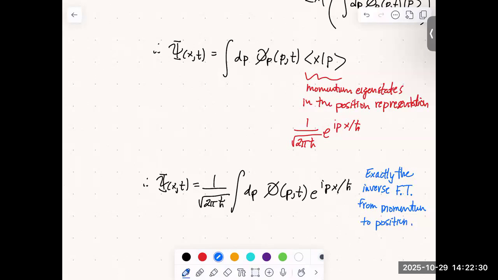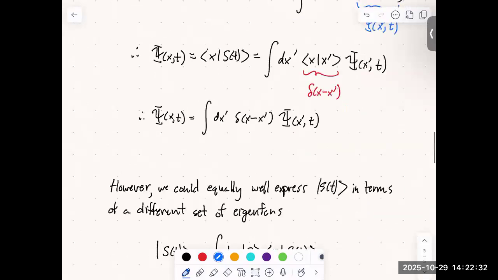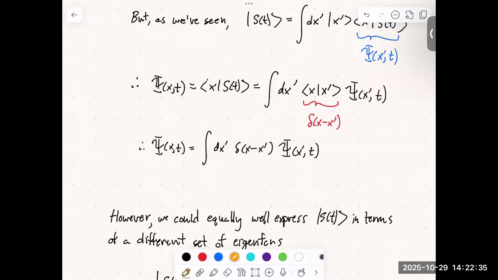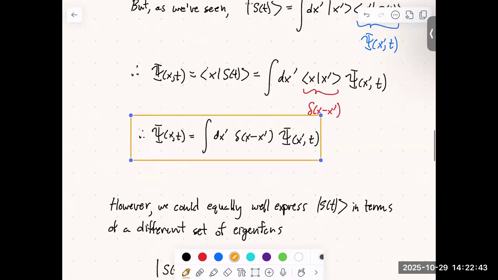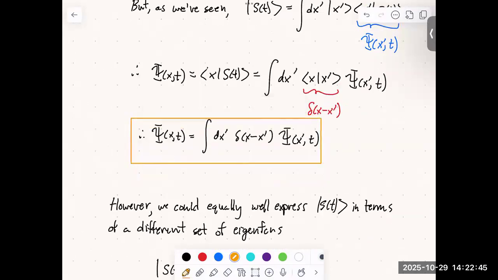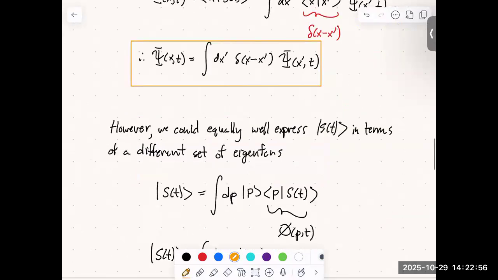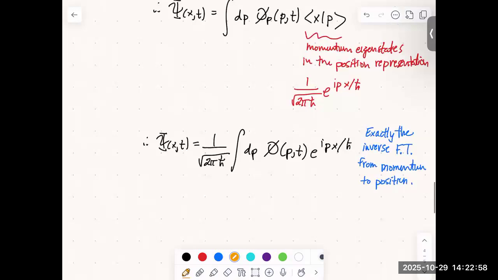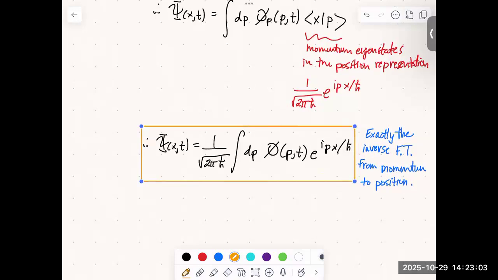So what I want to do is highlight the fact that we've got different but equivalent ways of representing the exact same wave function. Here's our wave function in units of position expressed in terms of position eigenstates. And here is our wave function in units of position, but expressed in terms of momentum eigenstates.